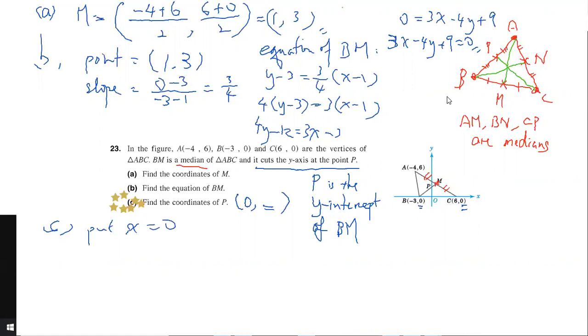Whenever you see the word y-intercept, you put x equals 0. Whenever you see the x-intercept, you put y equals 0 into the equation. P is the y-intercept of BM, so I'm going to put x equals 0 into the equation of BM, which means that 3 times x becomes 3 times 0, and then minus 4y plus 9 equals 0. Then it's negative 4y plus 9 equals 0, which means that y should be equal to 9 over 4.